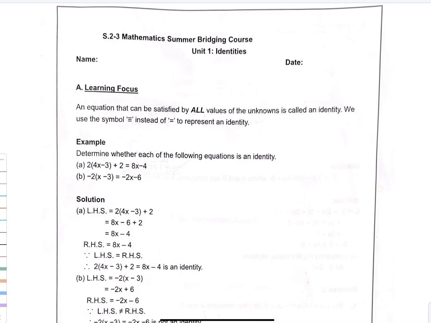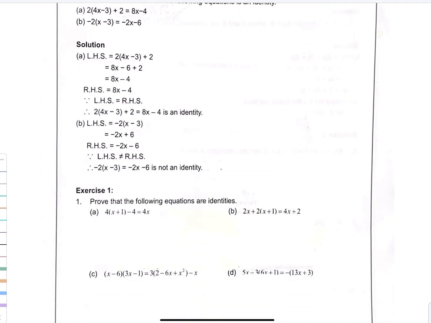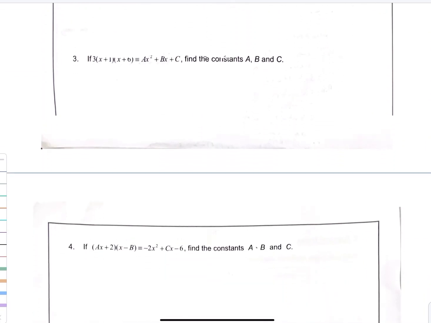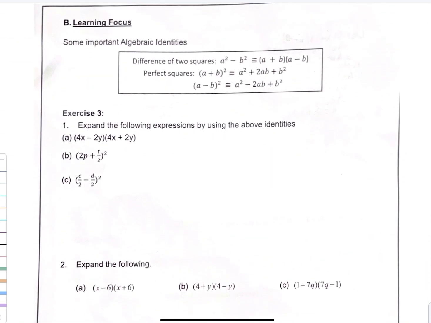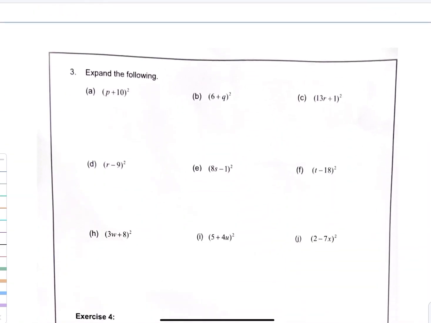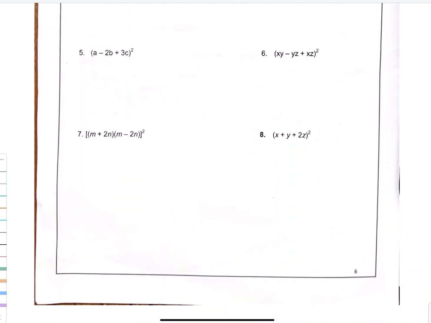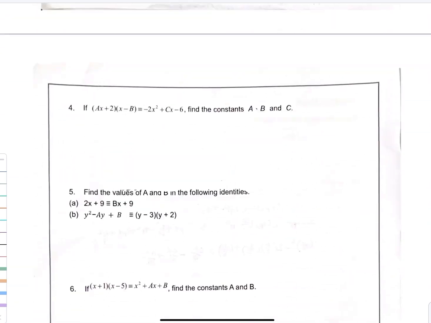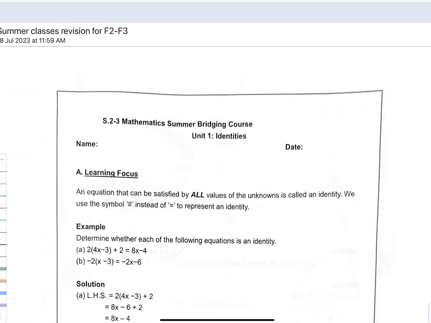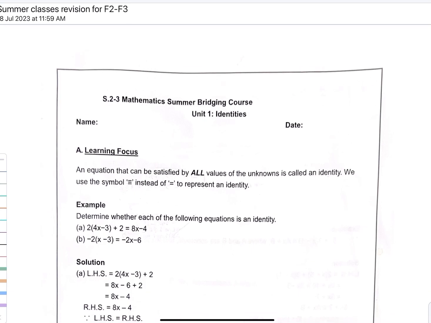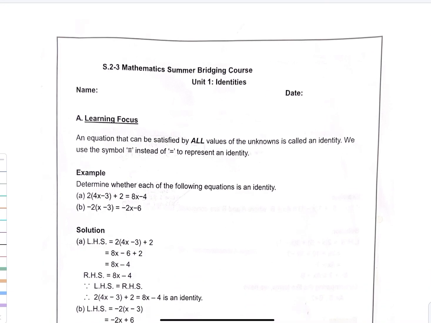So this video is basically about the summer bridging course that one of my students sent me from her school. Here you will have two identities, because this is just for Form 2 to Form 3. So you have two units, identities, and also... so it's just identity, it's okay. They are basically doing the basics of the identities. That's what the whole course is about.